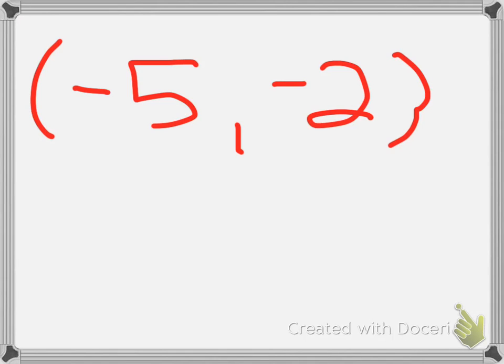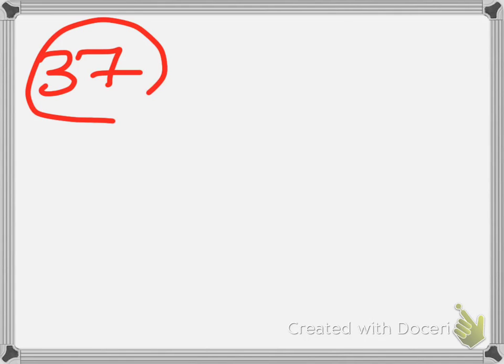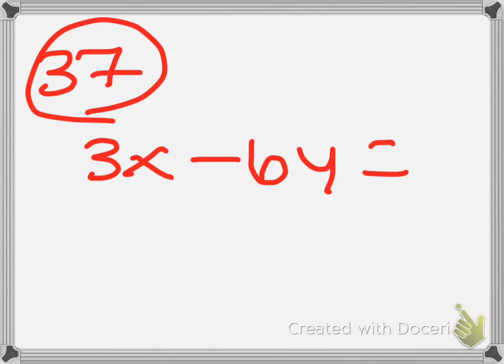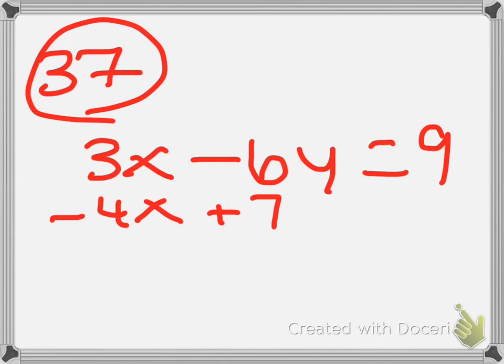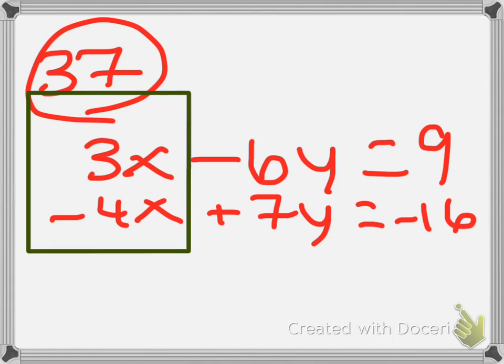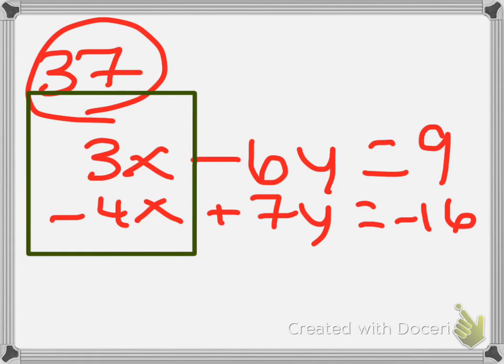Number 37 says solve using elimination. On 37, when we solve using elimination, I have 3x minus 6y is equal to 9. And I have negative 4x plus 7y is equal to negative 16. Doing this here, I want to try to eliminate either the x's or the y's. In my opinion, the x's are easier to eliminate. I'm going to try to change both of these equations so they're 12x and negative 12x.